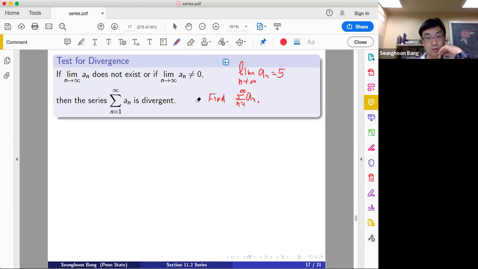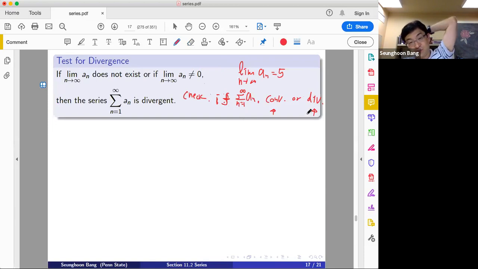So this is not good. You can check if the series is convergent or divergent. Change it like this. What do you think? So the sequence is going to 5. What happens to the series? Convergent or divergent? Could you write your answer on the chatting board, please?